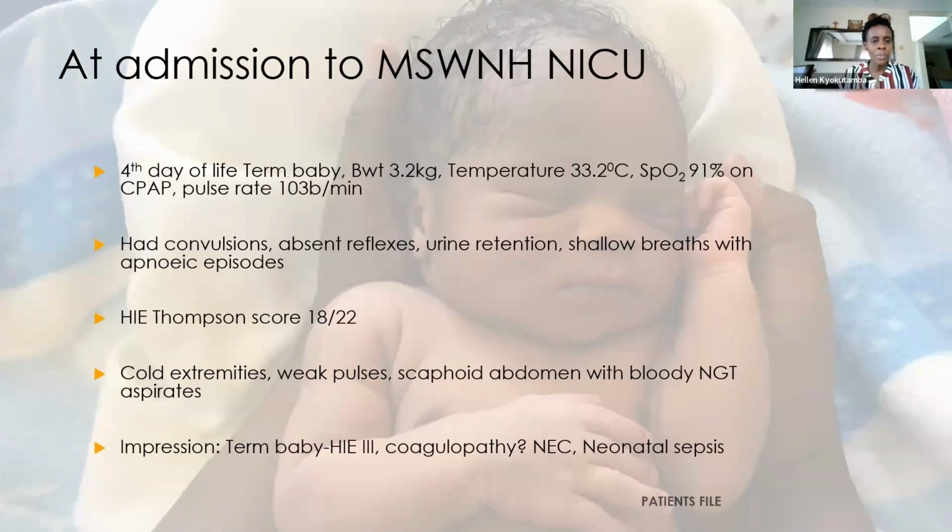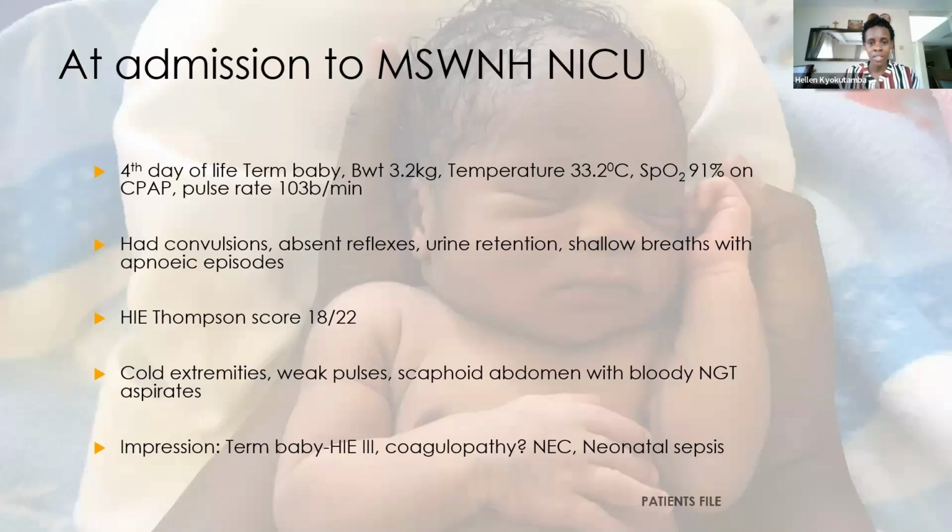So when this baby arrived to us at Mulago, which is the National Referral Hospital, the ICU, it was by then the 4th day of life, having come from the district hospital to the other national referral, and then finally to us. We noted it was a term baby who had a birth weight of 3.2 kilos.